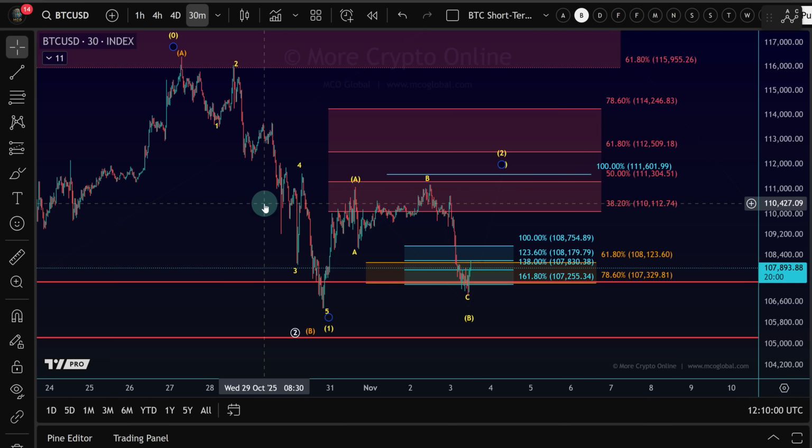So we'll take a look at the microstructures here together in this video. If you're interested in the bigger picture, I posted that one earlier today on X already as a video, so feel free to check it out. The link is in the comment section. Let's start here on the shorter time frame.